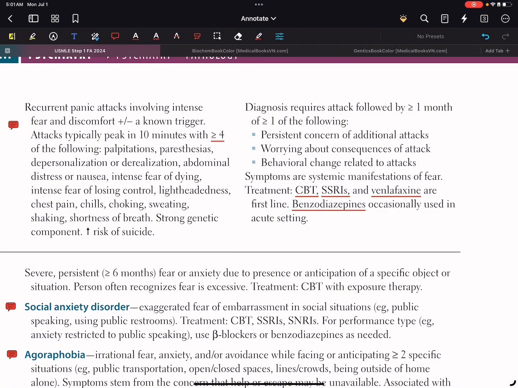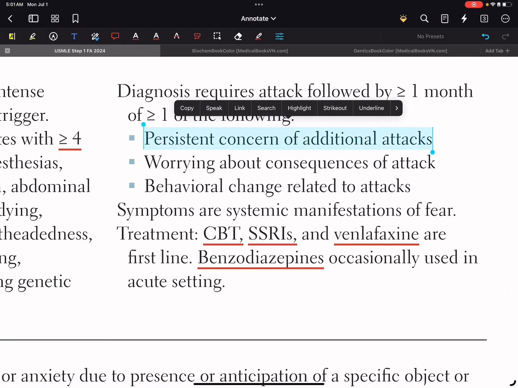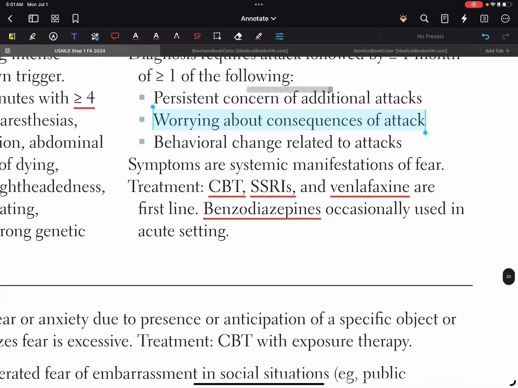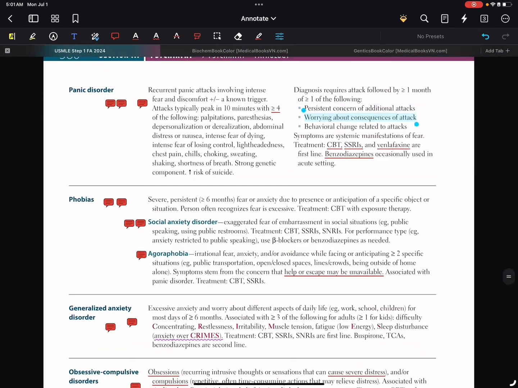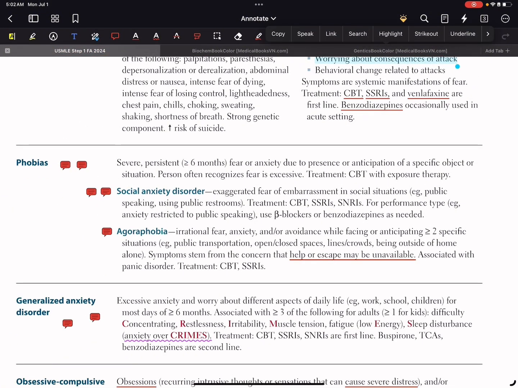Attack followed by more. Yeah, this is very characteristic. Persistent concern: the patient will be like, I don't know when this is going to happen again, and what I will do when that happens. Phobias: severe, persistent, more than 6 months fear or anxiety due to presence or anticipation of a specific object or situation. The person often recognizes the fears are excessive. Treatment: CBT and exposure therapy.